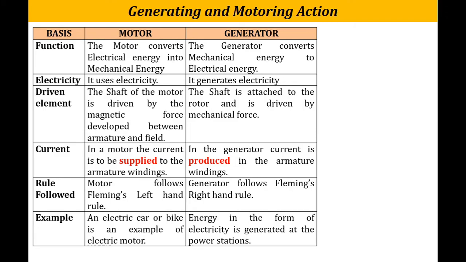Now what are the examples of the motor? There are a number of examples. An electric car or bike is an example of an electric motor. And whatever energy in the form of electricity is generated at the power station is an example of a generator. So this is the difference between generating action and motoring action, and the basic laws associated with generator and motor, that is Faraday's law of electromagnetic induction and Fleming's left hand and right hand rule.